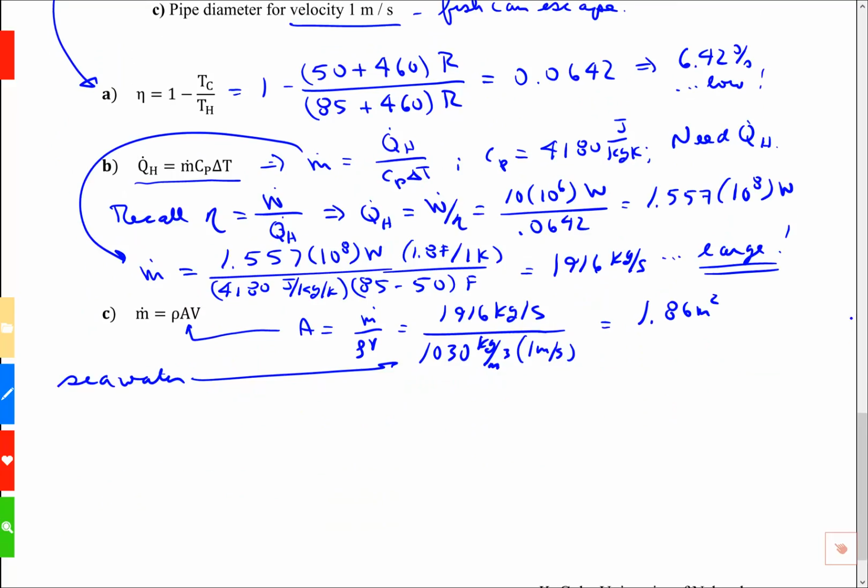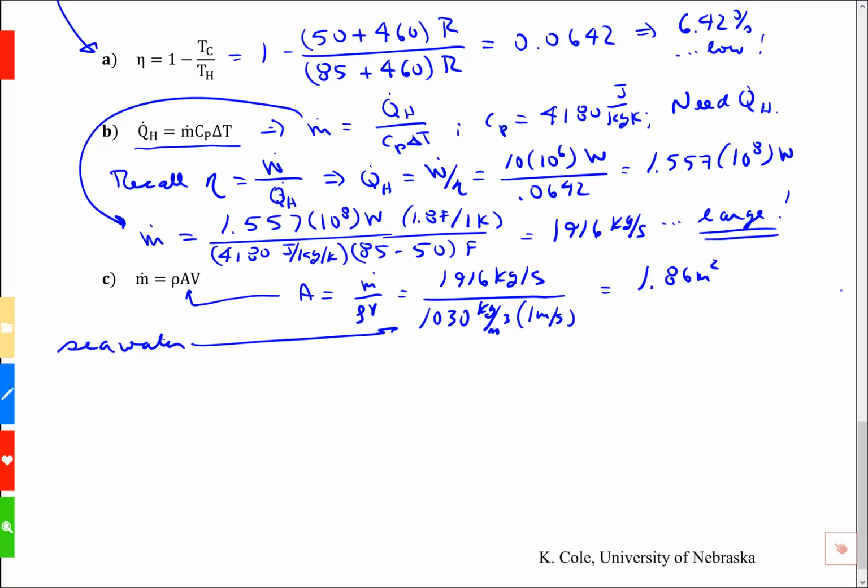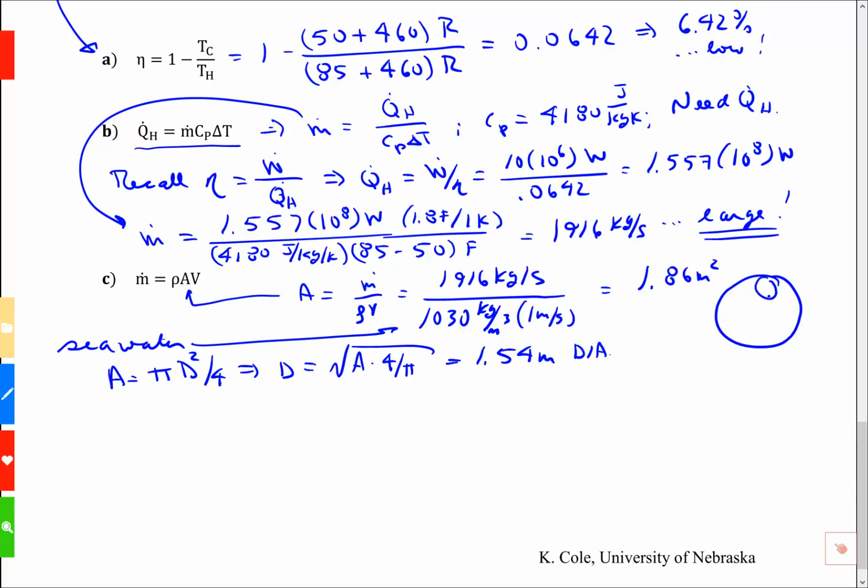I'm almost done. I need to use the idea that area is pi times d squared over 4. So I could solve for d as the square root of A times 4 over pi. And if you put 1.86 meters squared in there and compute that, you get that d is going to be 1.54 meters in diameter. That's a pretty big tube. Many of us could stand up in a tube that size. Sorry, I'm not much of an artist. Big pipe. Everything about this is big.